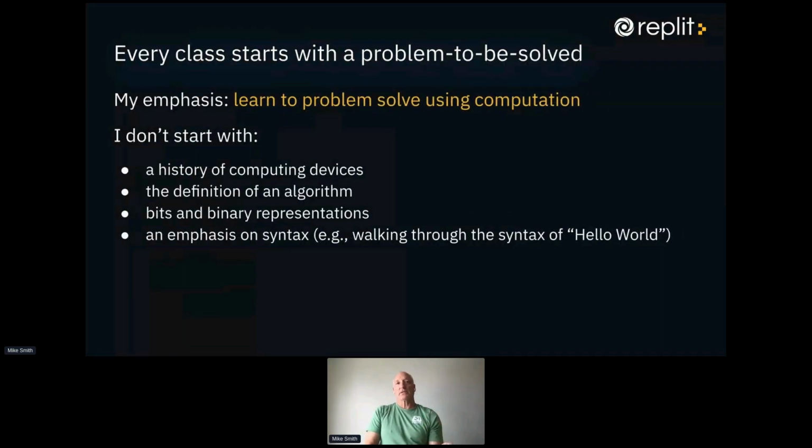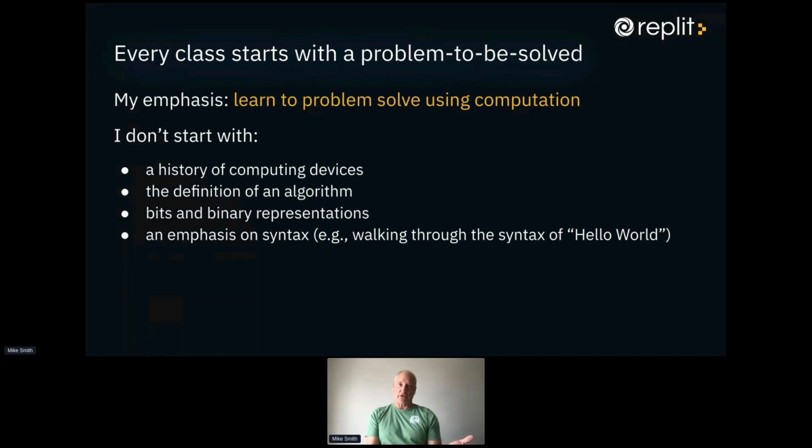So once they get to class, then I start with an emphasis on problem solving. Every class starts with a problem to be solved. They're in, hopefully, the right frame of mind here. And what I'm really doing is teaching them how to use computers and computational thinking to solve problems. Right? I don't start with any of the traditional openers. I don't tell them anything about the history of computing devices. I don't define algorithms. All of these sorts of things come later in the class when we've gotten to a point where it makes sense within the problem or the students are asking for more information.